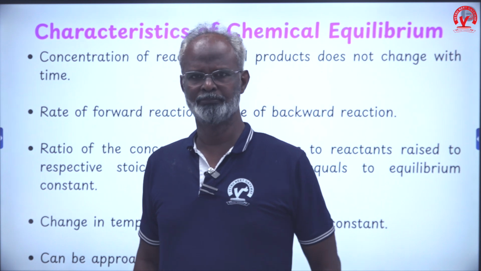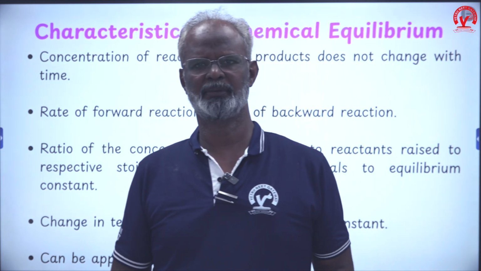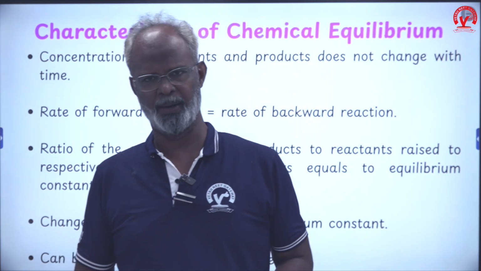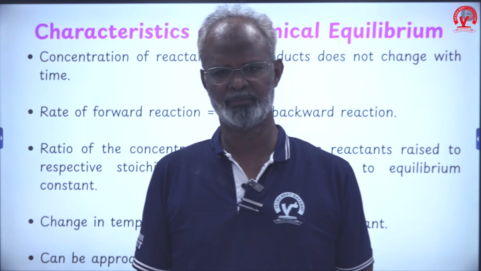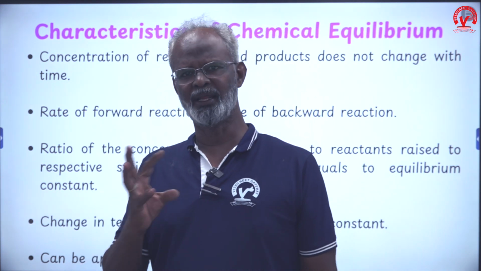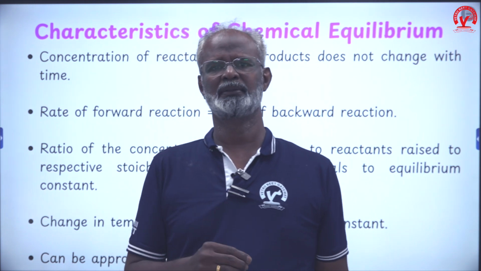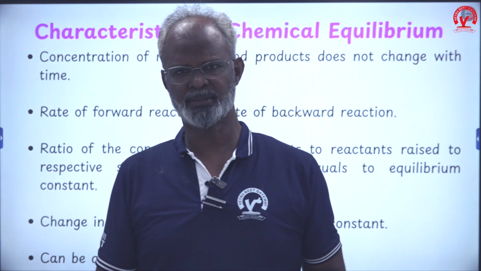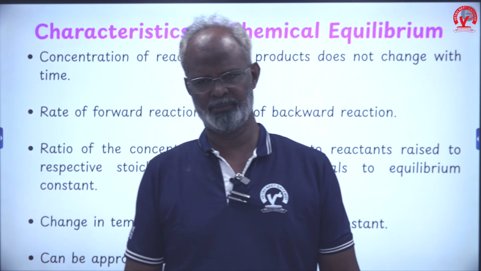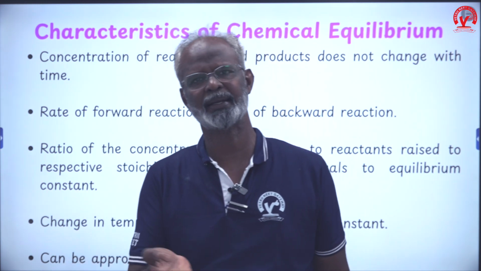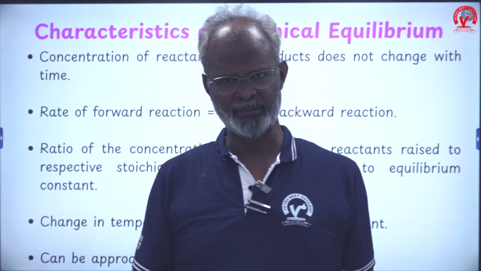The equilibrium is attained by reversible reactions. Naturally, some reactions are reversible. Generally, if you take a reaction, we start with the reactants, it will go to completion and give products. So at the end of the reaction, the reactants will not be there, only the products will be there.